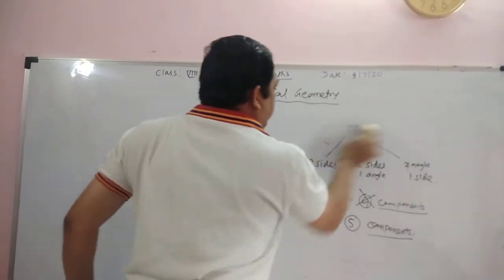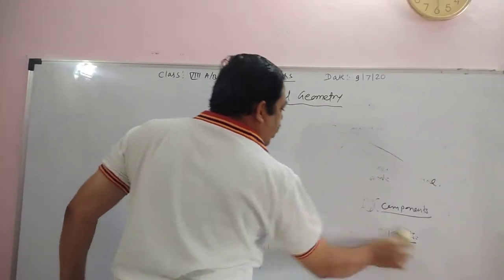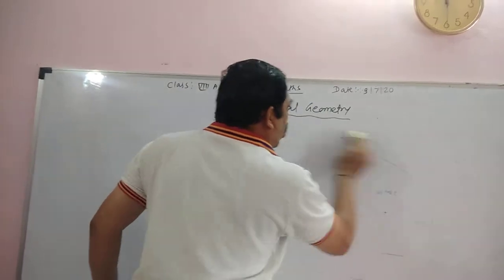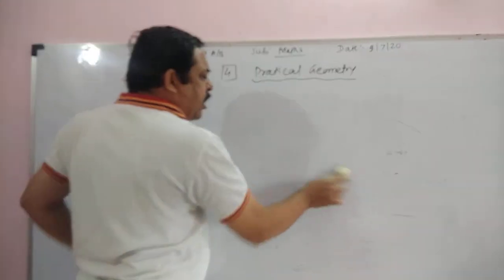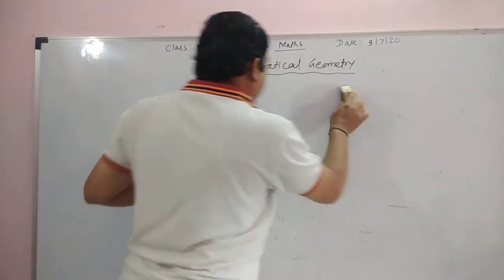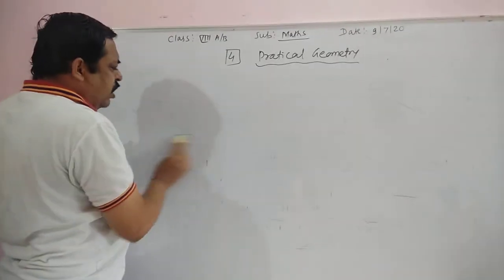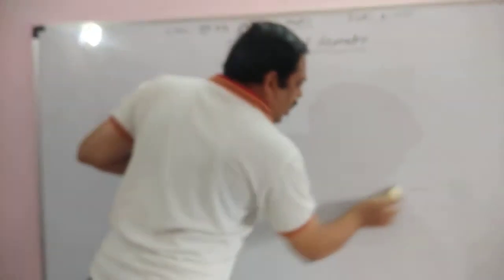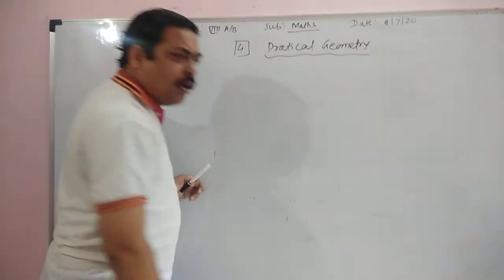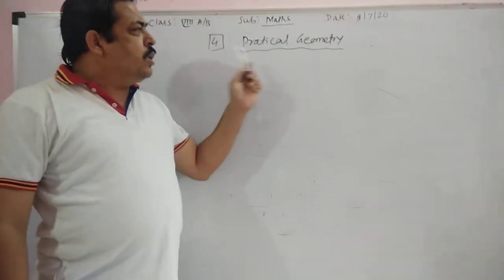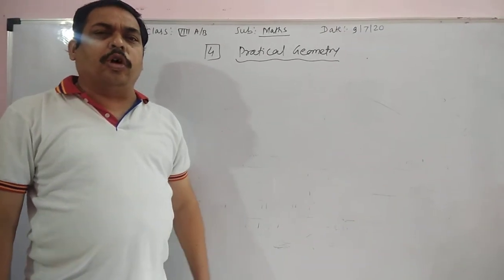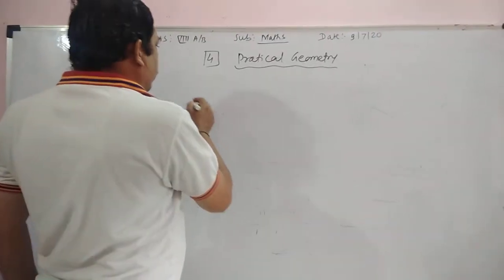In this chapter, we are going to see how to draw the quadrilateral. Different types of quadrilateral we learned in the previous chapter, that is Understanding Quadrilaterals. We saw the definitions of different quadrilaterals, we saw the properties of different quadrilaterals. In this chapter, Practical Geometry, we have to draw the quadrilateral by given measurements.